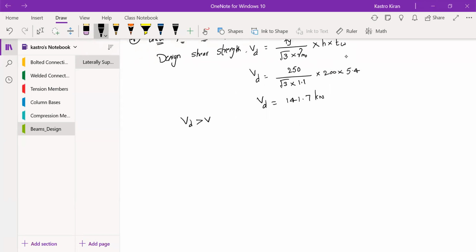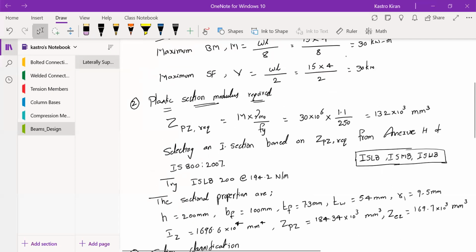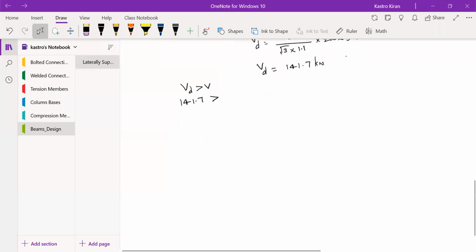So therefore, what is the VD value? It is 141.7. And what is the V value, which is the factored shear force? It is 30 kilonewtons. We have calculated, right? So VD is greater than V. So this condition is satisfied, so you don't need to worry about this. You can make it as safe.